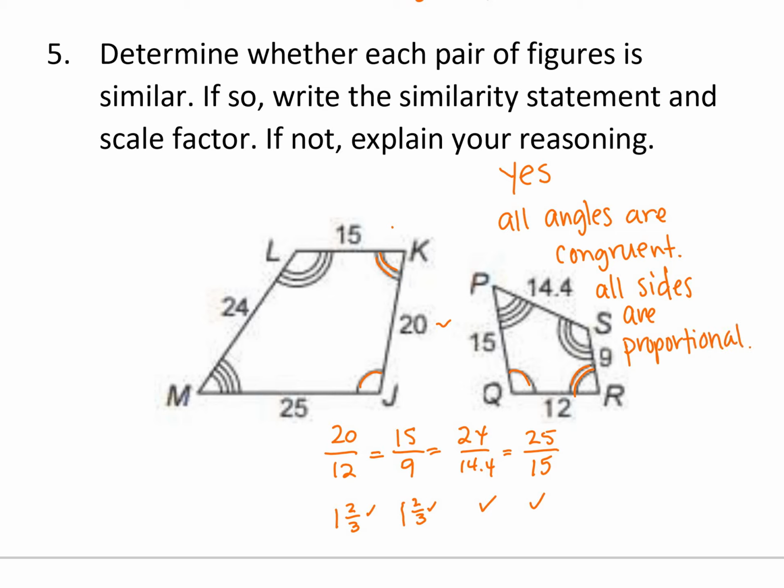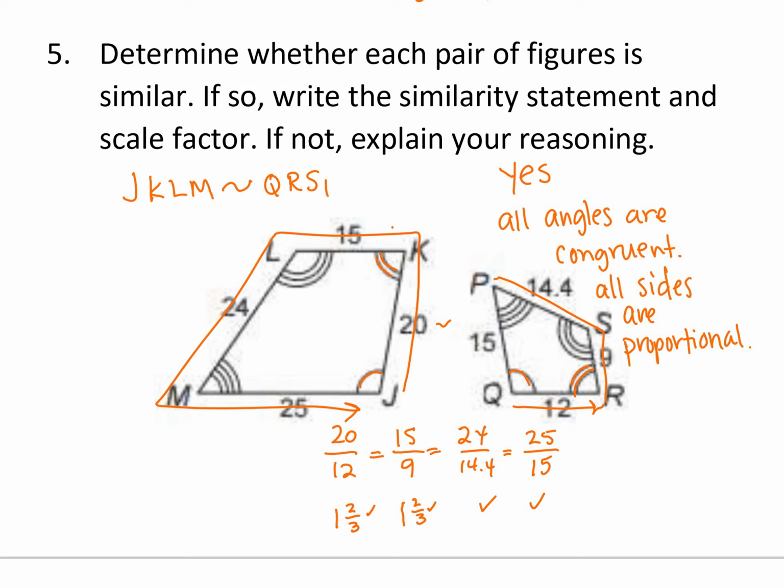Okay, and the similarity statement. I can start with J. If I go J, K, L, M, working my way this way, then I need to start with the corresponding angle: Q, R, S, P. So JKLM is similar to QRSP.